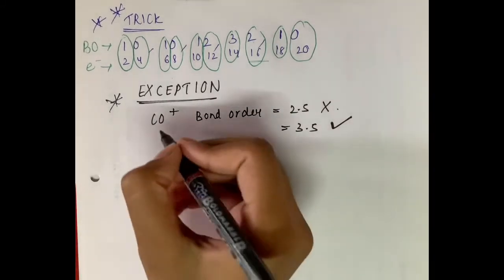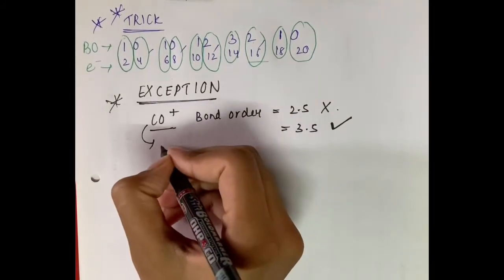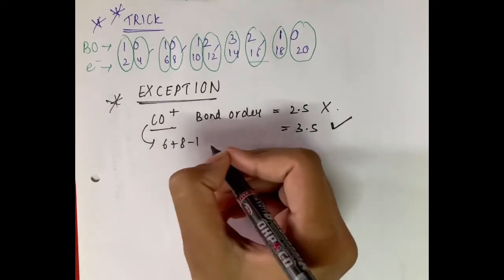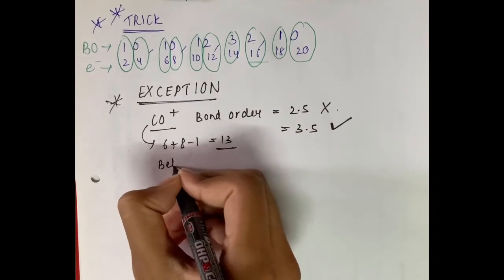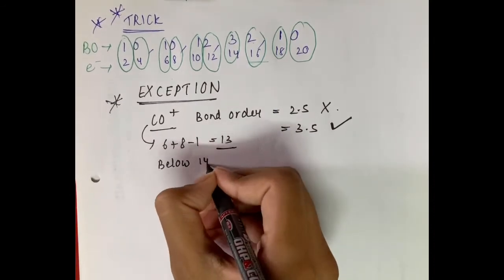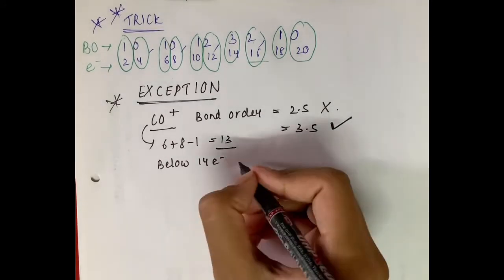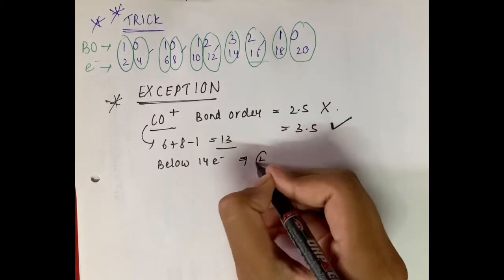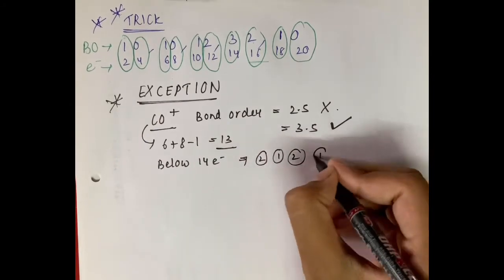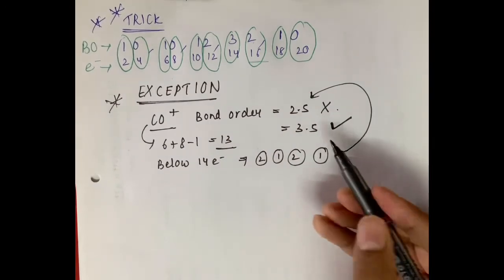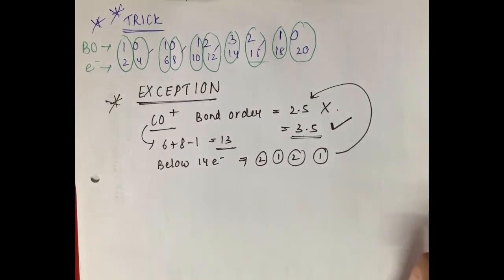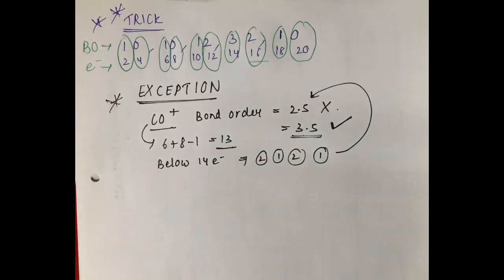The total number of electrons present in CO+ is 6 plus 8 minus 1, that is 13. It doesn't matter how you calculate the bond order, whether by using the trick or by using the formula. Since the total number of electrons is less than 14, you have to follow the 2 1 2 1 order, which will lead you back to the bond order 2.5, but that is wrong and 3.5 is the correct answer. Always be aware of that.